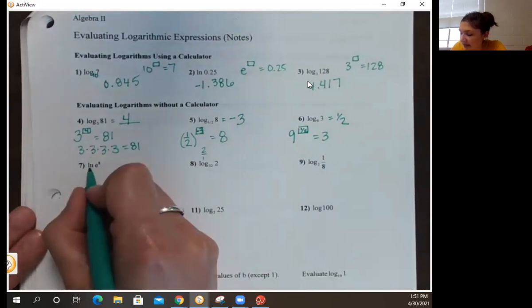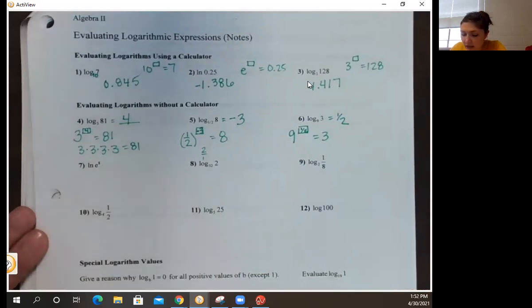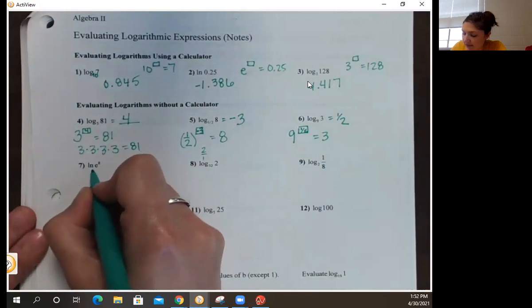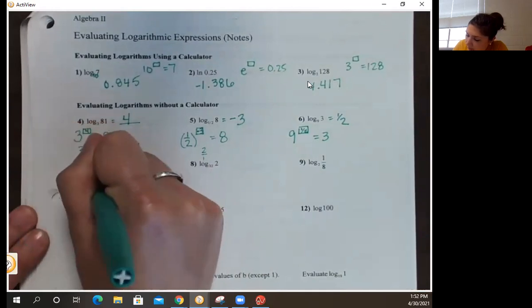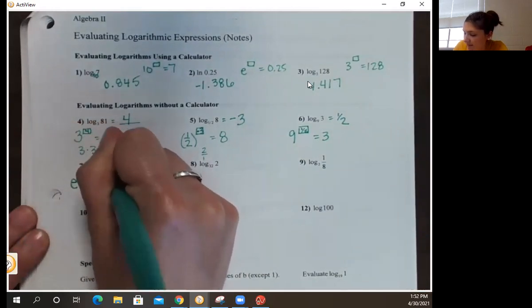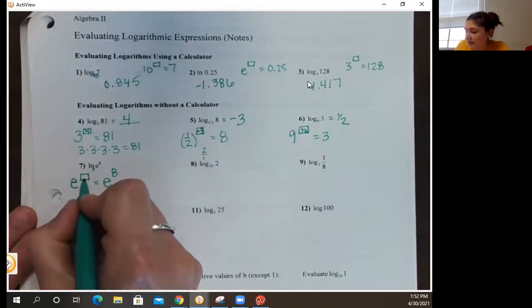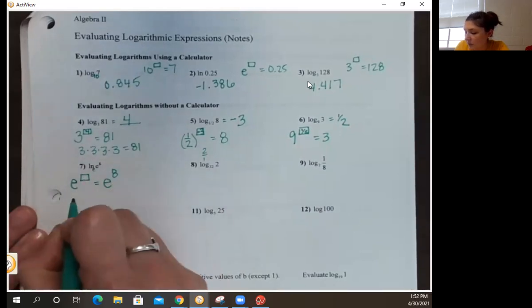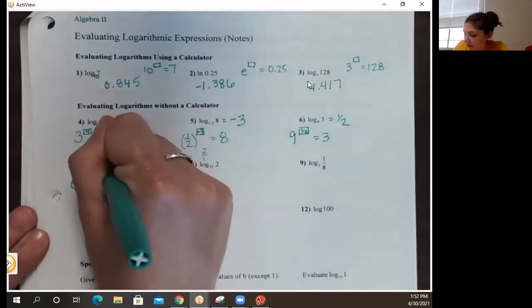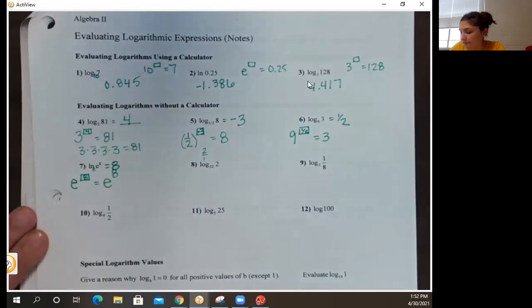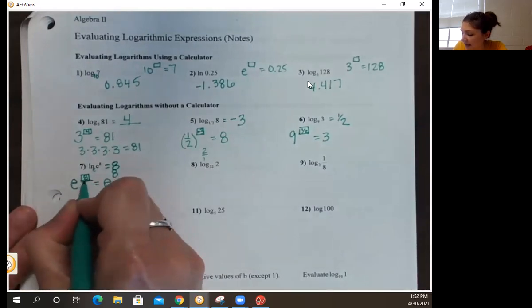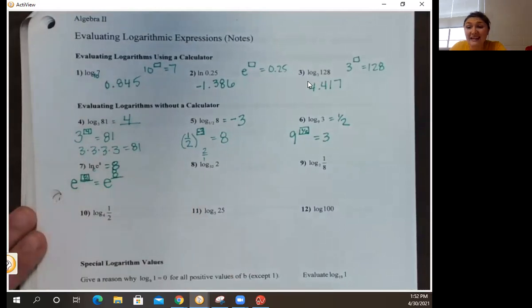Number 7, we've got the natural log of e to the 8th. So remember, natural log means the base here is e. So I'm saying e to what power would equal e to the 8th? The only thing I can fill in this box and have these sides be equal would be 8. So the natural log of e to the 8th is just 8. We're going to use this idea here of exponents being equal in one of our future lessons when we talk about strategies to solve exponential equations.